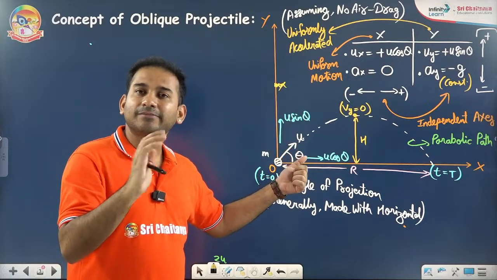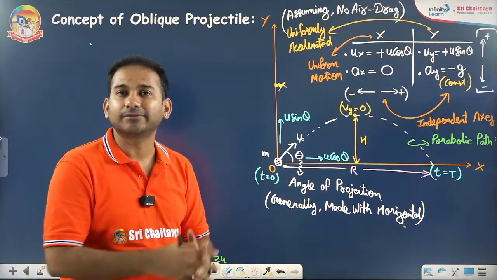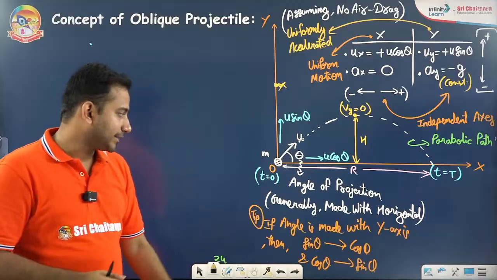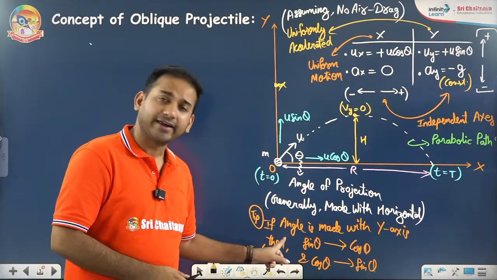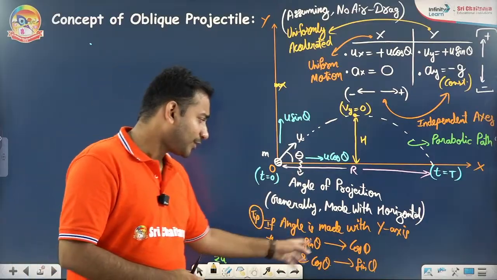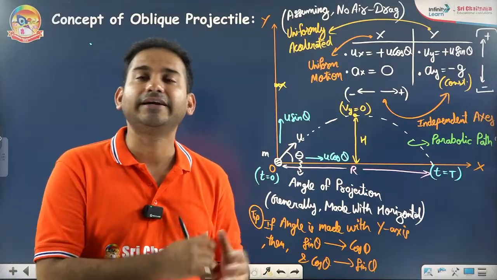That sin theta must be replaced by cos theta, and in all the formulas where cos theta appears, that cos theta must be replaced by sin theta. So I'll say the tip is, if the angle is made with the y-axis, then sin theta must be replaced by cos theta and cos theta must be replaced by sin theta, which means sin theta and cos theta will be interchanged.